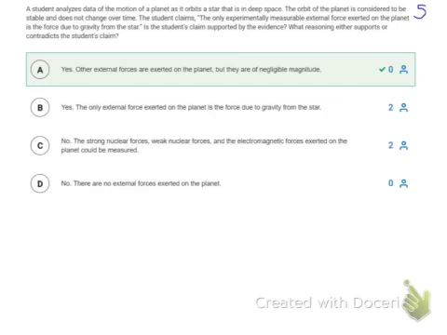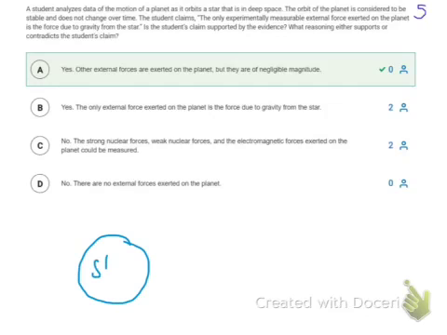Next question was question 5, and those other two were 3 and 4, I believe. So this one was kind of an interesting question. The only experimentally measurable external force exerted on a planet is due to the force of gravity from the star. Is the student's claim supported by evidence? What reasoning supports or contradicts the student's claim?